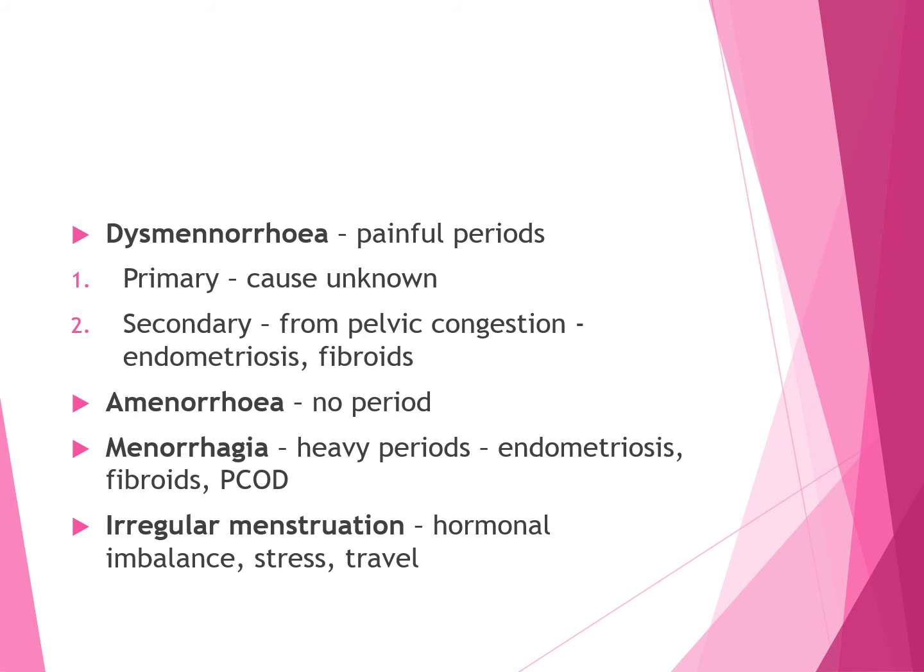In secondary causes, it is because of pelvic congestion, endometriosis, adenomyosis, fibroid, PCOD. Amenorrhea is no period for at least 3 months. Menorrhagia is a heavy period, that is heavy bleeding, you say.